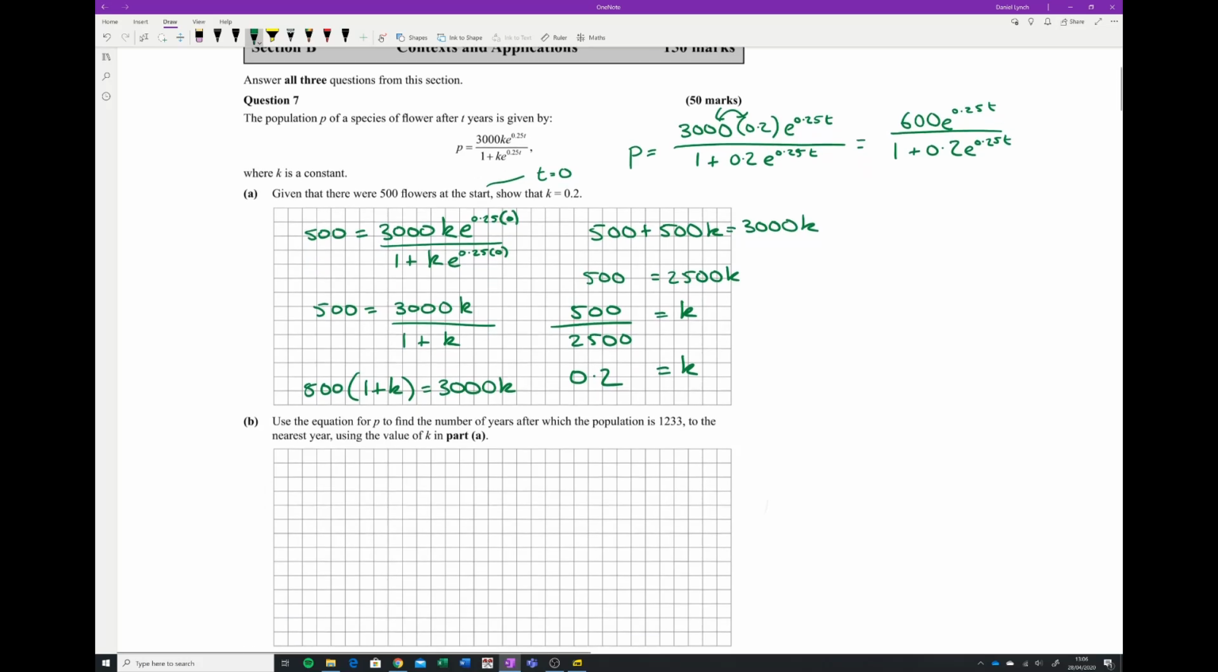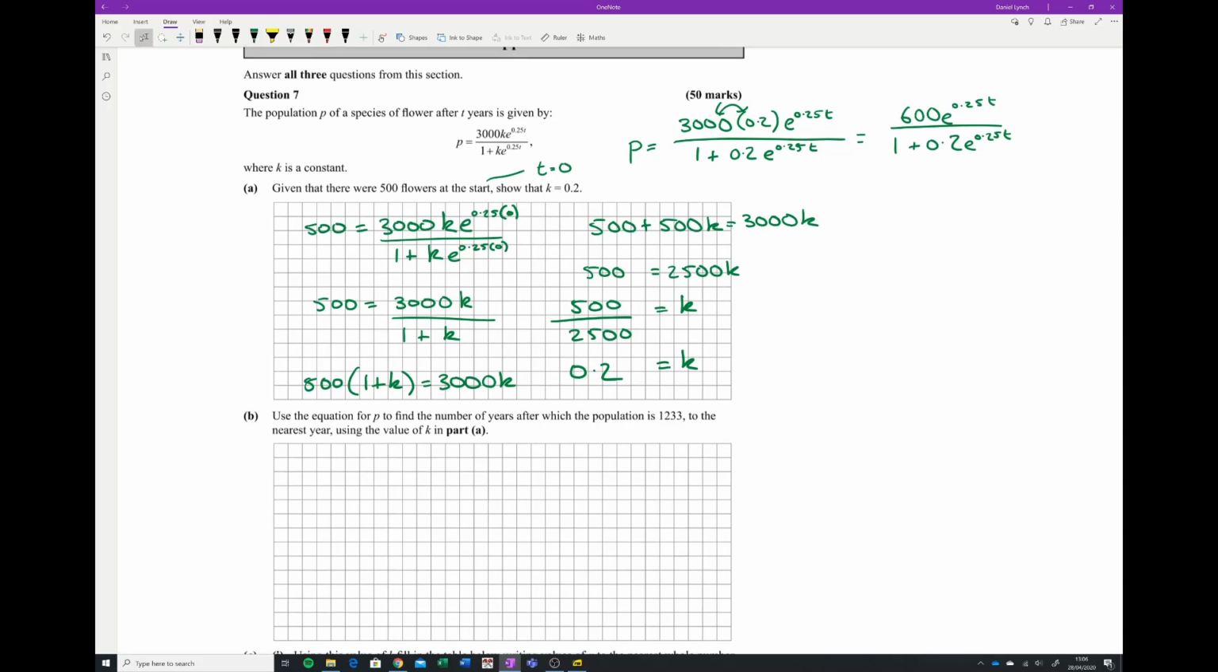From here on, we'll just say P equals that. Typically what they'll do is either give us the population and get us to work out the time, or give us the time and get out the population. Or maybe they'll be asking how things are growing or increasing, and we might have to do some differentiation along those lines. But typically they'll give you one, get the other. So let's read this. That's exactly what they do. Use the equation for P to find the number of years after which the population is 1233. So they're giving you what the population is.